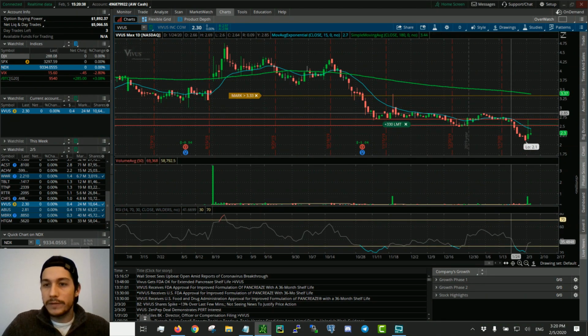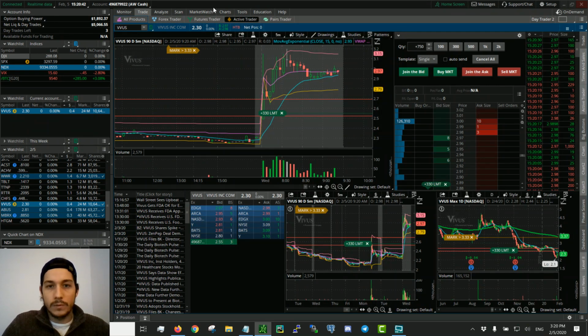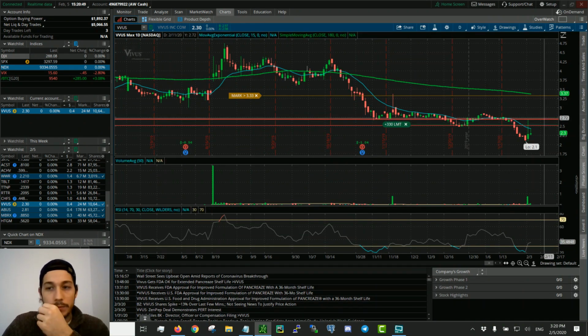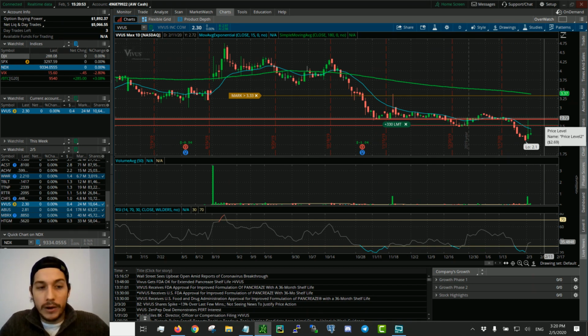So it broke above some major resistance, went all the way up to 3.2, right now at 3. It pulled back to 2.7 where there was big support. Yeah, this one's looking really, really good. I'll probably try to be trading VVUS at the market open, but we'll see what happens.